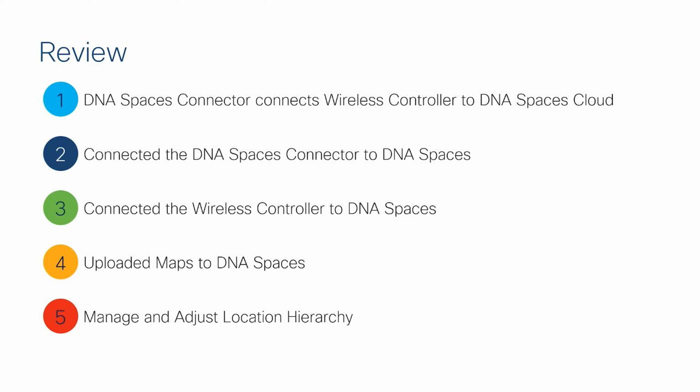Now we'll review what we've learned today. So we went over what the DNA Spaces connector is. It connects the wireless controller to the DNA Spaces cloud to get all those location updates. Next, we went over how to connect the DNA Spaces connector into DNA Spaces using the token. Third, we went to connect the wireless controller to our DNA Spaces connector, which connects to our DNA Spaces cloud infrastructure. After that, we uploaded our maps onto DNA Spaces from Cisco Prime Infrastructure and added a zone. And lastly, we managed and adjusted our location hierarchy and added some metadata into our zones.